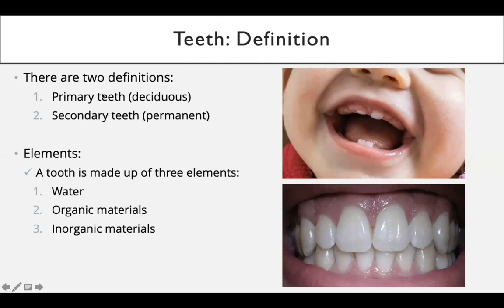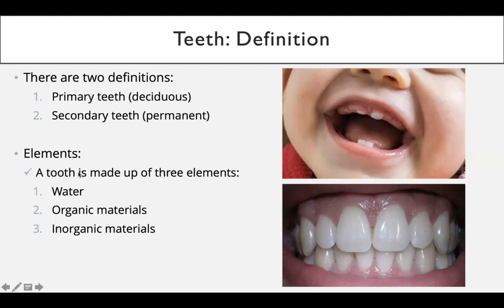So there are two definitions. Primary teeth and secondary teeth. This is easy. Primary teeth, deciduous, and secondary teeth, permanent. So these are baby teeth, milk teeth, deciduous teeth, primary teeth, and these are the permanent ones. If you lose the primary ones, you still smile, they will grow back. If you lose the permanent ones, no smile, they will not come back. That's why, because they are permanent, and once they are gone, ta-ta.